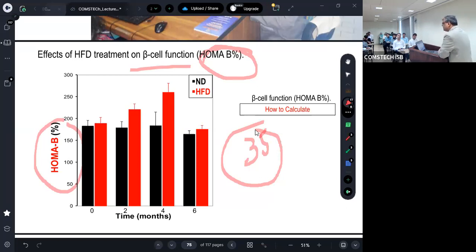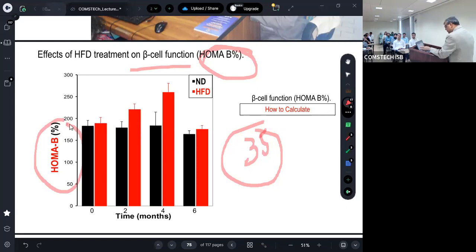If beta cell function is 100%, then what is the percentage of insulin resistance? 0. This is the basis. If a healthy 35 year old man, you measure the blood glucose and insulin, make the formula, and the beta cell function is 100%, then insulin resistance is 0. If insulin resistance is 0, what is the insulin sensitivity? 100. Okay, they calculate beta cell function.